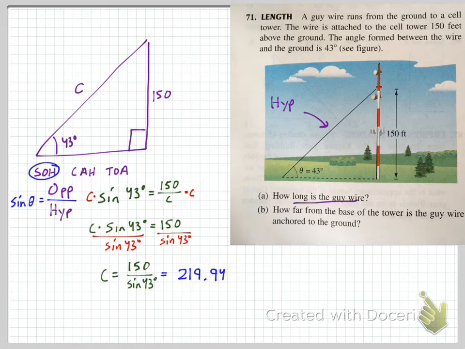Does that seem reasonable? And the answer is yes, because it's got to be longer than 150, but it's not going to be more than twice as long as 150. It's going to be a little bit more than 150, so that seems reasonable. So that's the answer to part A.